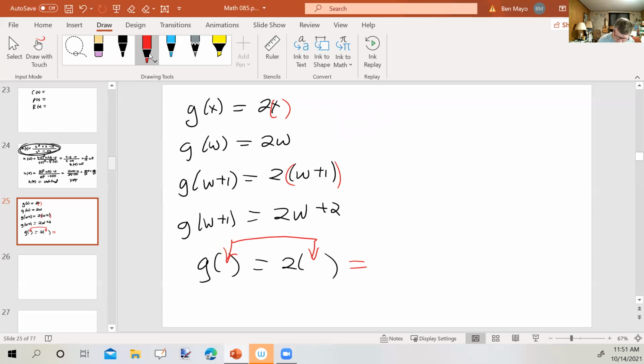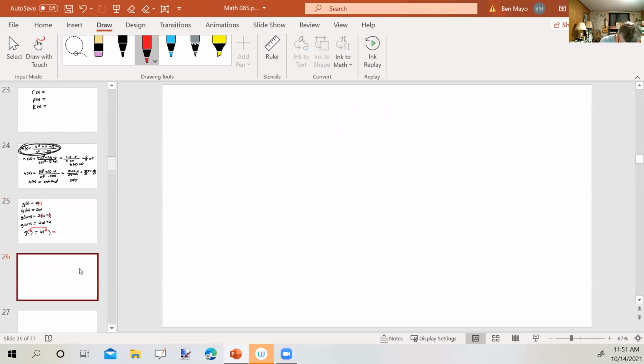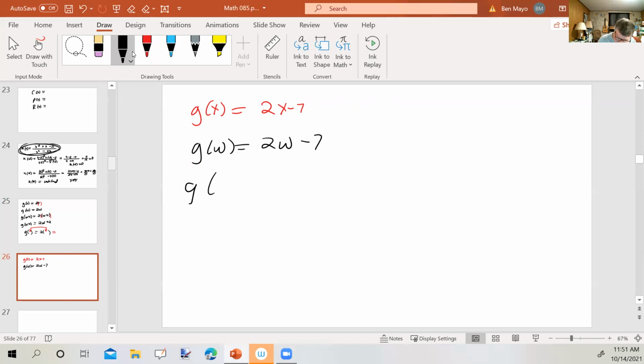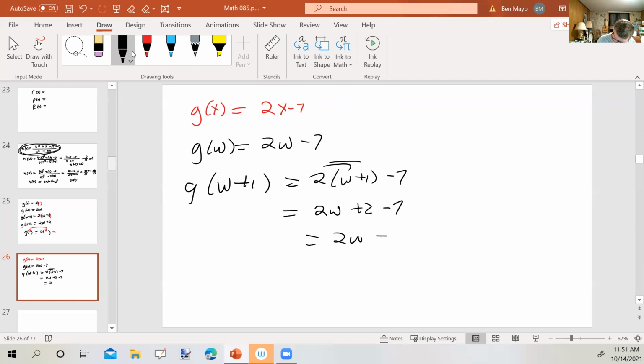How about this one? G of x equals 2x minus 7. So g of w would be 2w minus 7. G of w plus 1 would be 2 times the quantity w plus 1 minus 7, which is 2w plus 2 minus 7, or 2w minus 5.